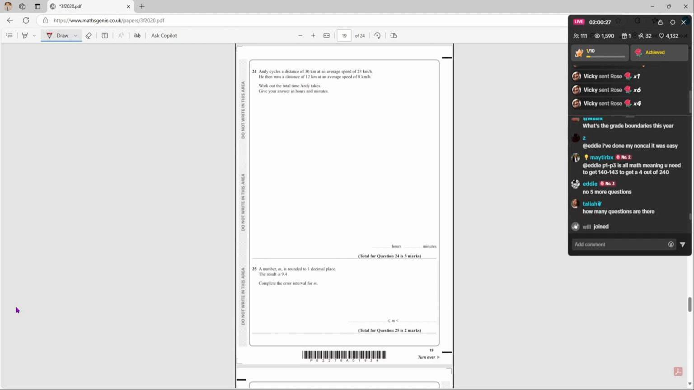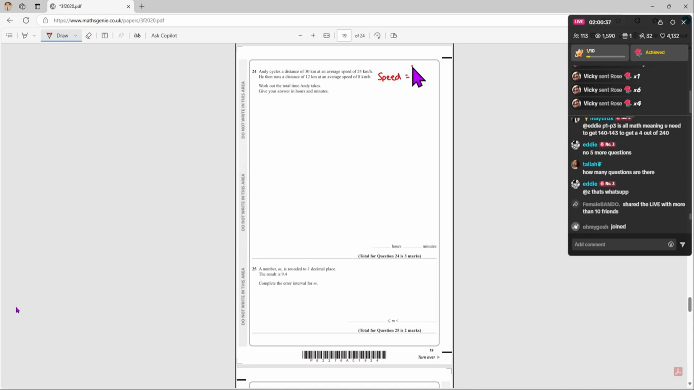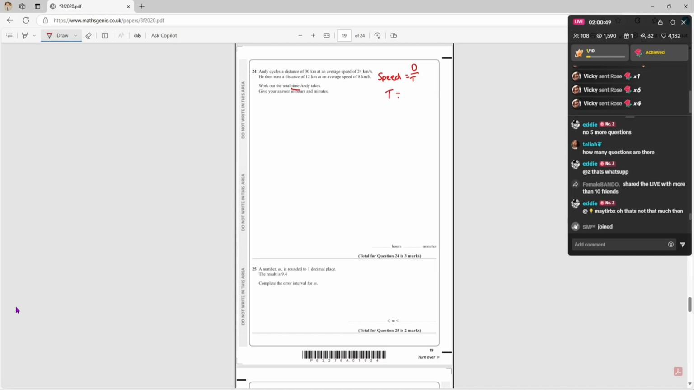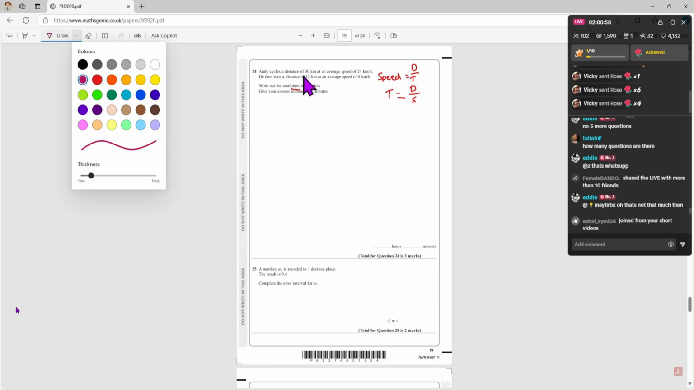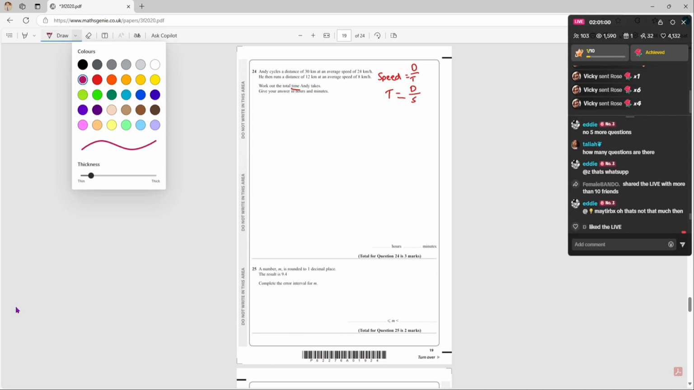So what we need to do is, first of all, write down the formula of speed. We know that speed is equal to distance divided by time. And in this question we're told to work out the time. So to rearrange this, the time is equal to distance divided by the speed. This question is split into two parts. In the first part he cycled, and in the second part he runs.